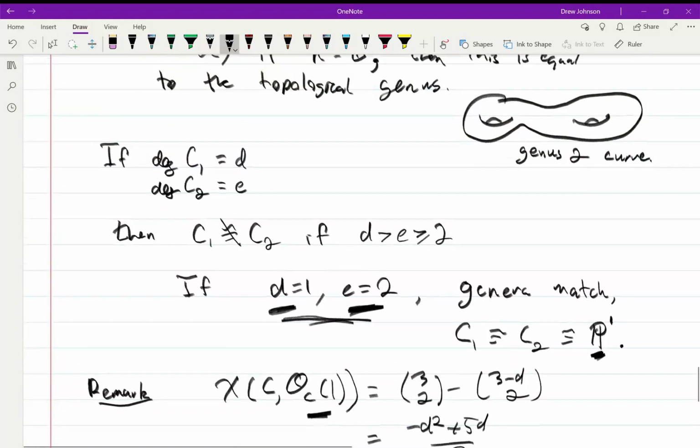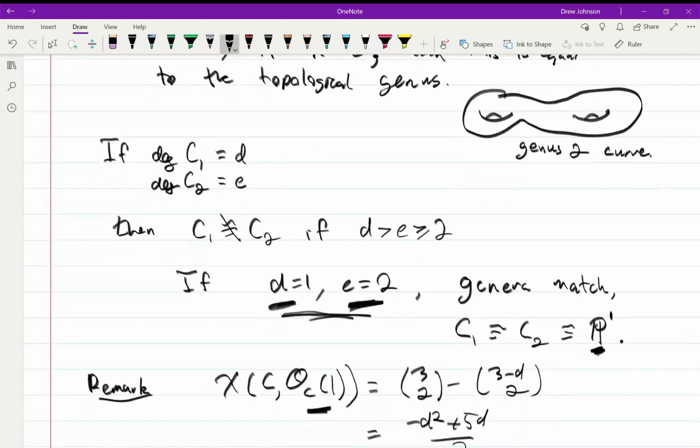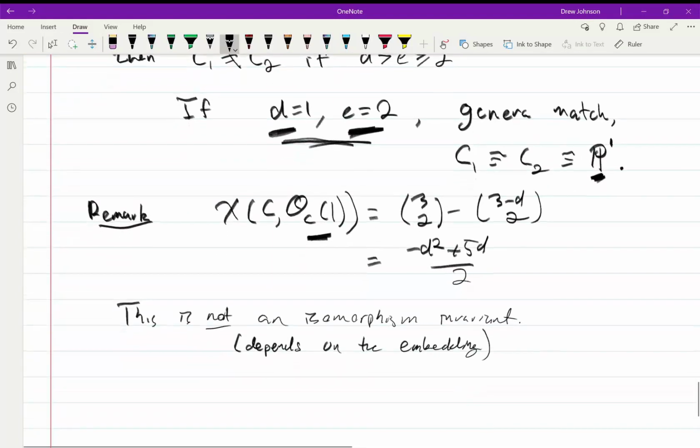The reason that this genus was an isomorphism invariant is because O_C is just the structure sheaf of the curve. That does not depend on the embedding at all. It's just the structure sheaf of the curve. Whereas this O_C twisted by 1 will depend on the embedding. All right, so we do need to be a little bit careful about that.